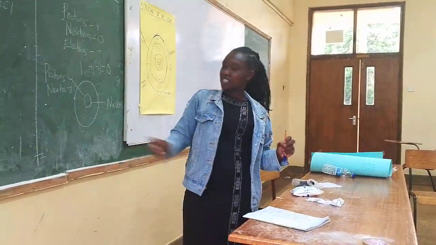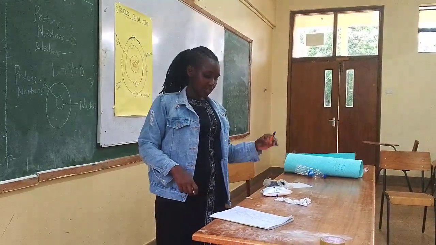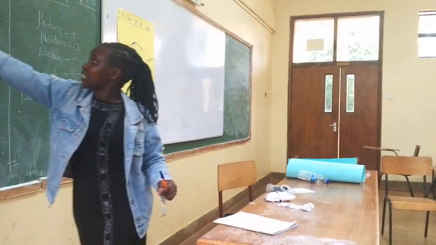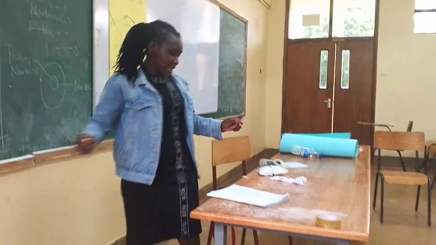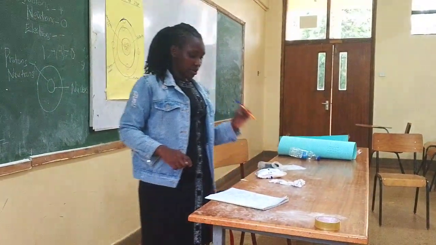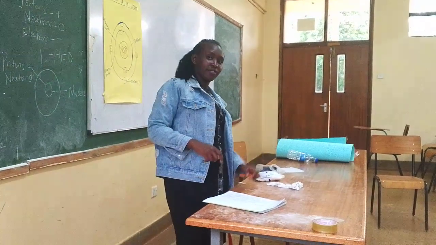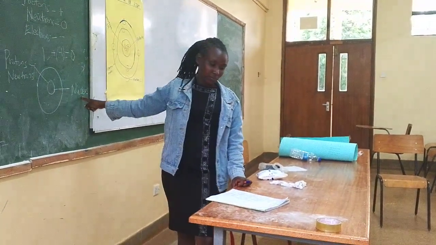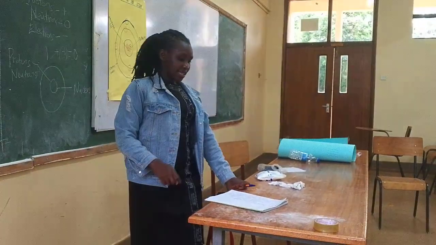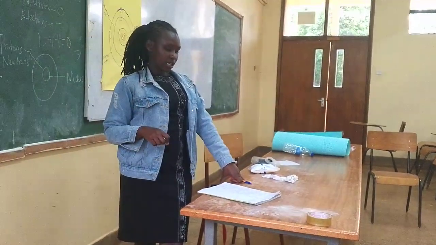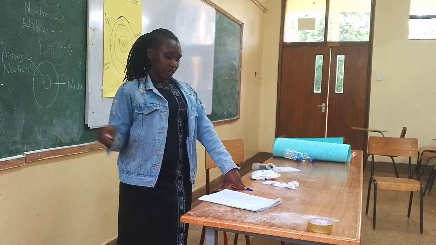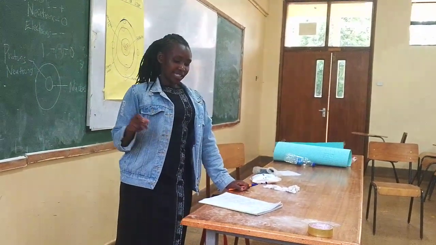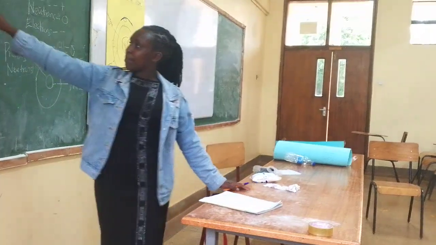When we come to the second objective, which is atomic number and mass number, we can define atomic number as the number of protons in the nucleus of an atom. And we have seen the nucleus is here. And the mass number is the sum of protons and neutrons in an atom. For example, hydrogen has 1 proton and 0 neutrons, so the mass number is 1.